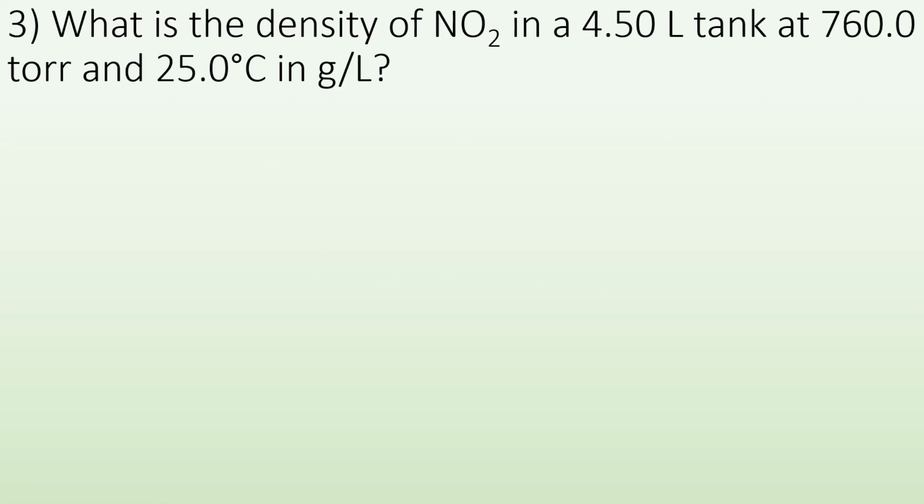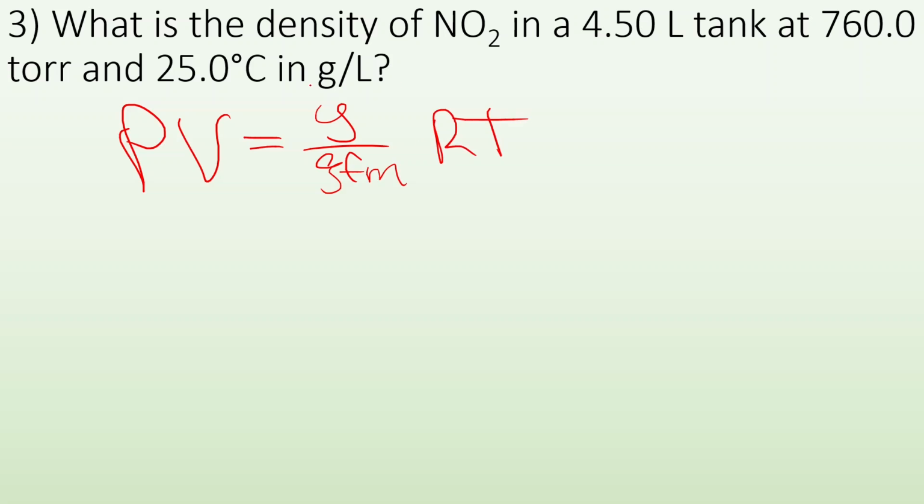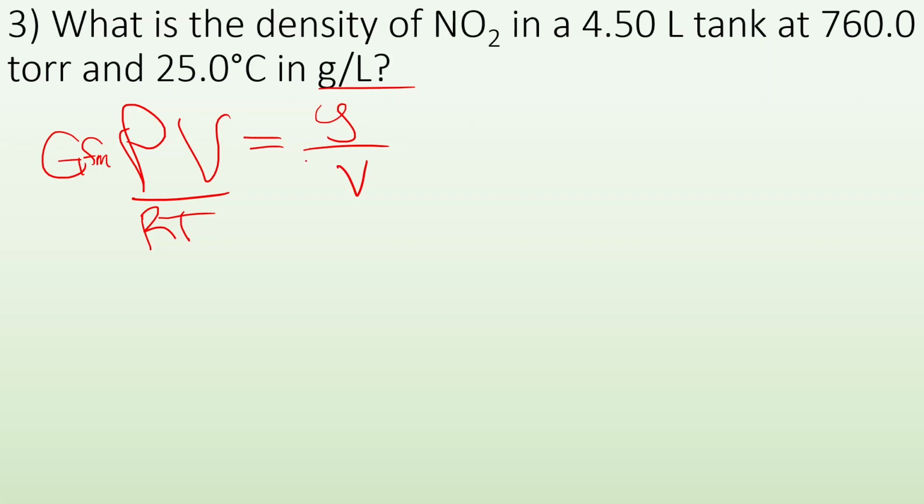All right, number three. What is the density of NO2 in a 4.5 liter tank at 760 torr and 25 degrees Celsius in grams per liter? Same process. I have PV equals nRT, but n is really grams over the GFM times RT. If I'm trying to get grams per liter, I divide both sides by RT, which cancels that out, multiply each side by the gram formula mass to cancel that out, then divide both sides by volume, which cancels that out. Again, I end up with gram formula mass times the pressure over RT should equal my grams per liter.